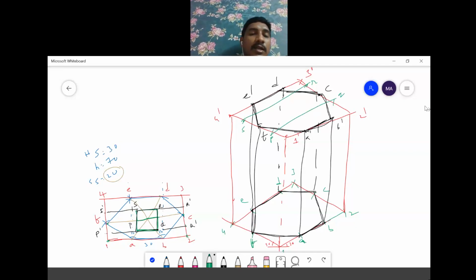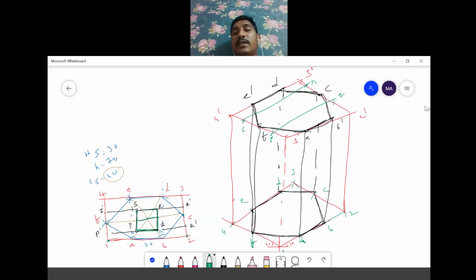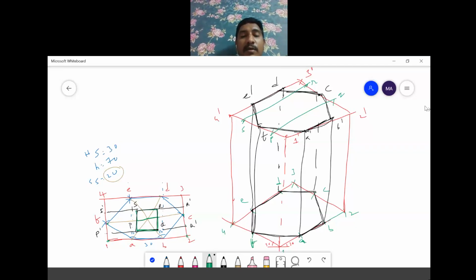Okay. Similarly, I am projecting. Okay. I am joining these lines like this. Then I am measuring from S dash to S and cutting an arc here. I am measuring from P dash to P, cutting an arc here. I am measuring from Q dash to Q, cutting an arc here. Measuring from R dash to R, cutting an arc here. I am joining all these points.